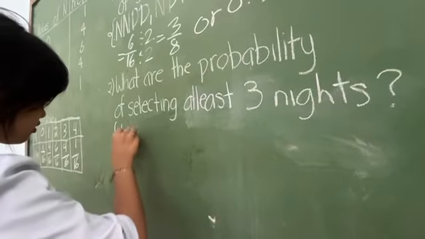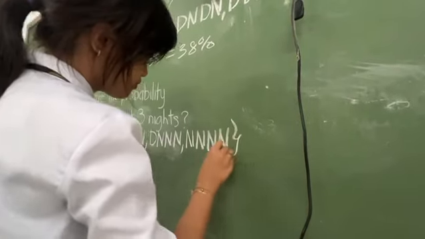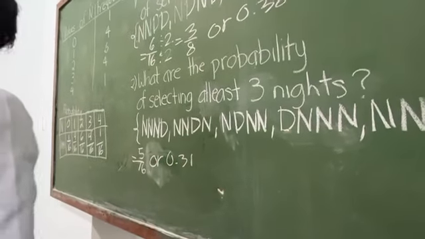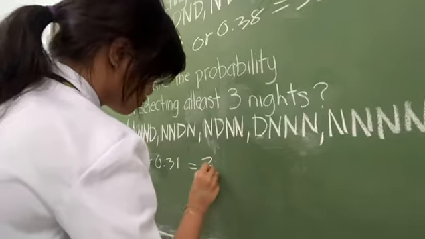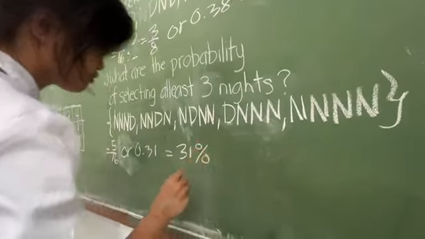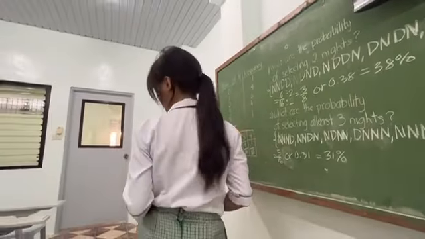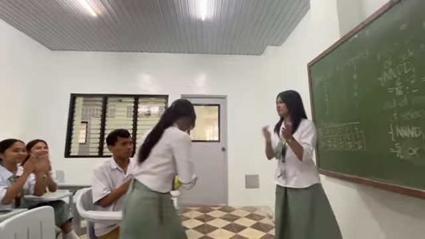The last question is asking about the probability of selecting at least 3 nights. You then list all the possible outcomes that have at least 3 nights, and conclude that there are 5. Then the answer will be 5 over 16 or 0.31, times 100, which is equal to 31%. The teacher was so proud, she then dismissed her class. So that ends our story for today.